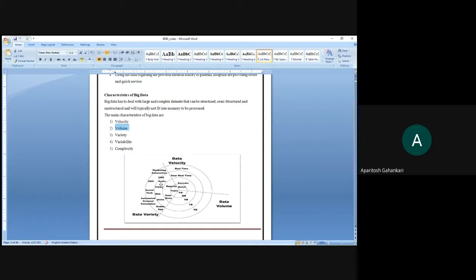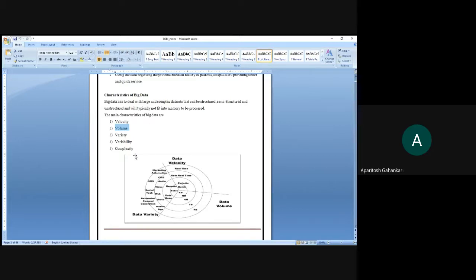Okay, so these three things are clear: velocity, volume and variety. Does anyone have any doubt in these three? Please raise your hand if anyone has any kind of doubt, because these are very important properties that you must understand in a thorough manner. Velocity is the speed at which the data is getting generated. Volume is a huge amount of data that is not countable even in GBs, it is coming in petabytes.